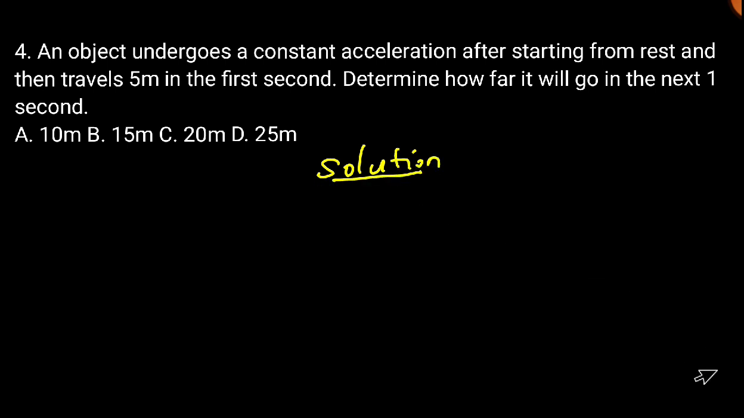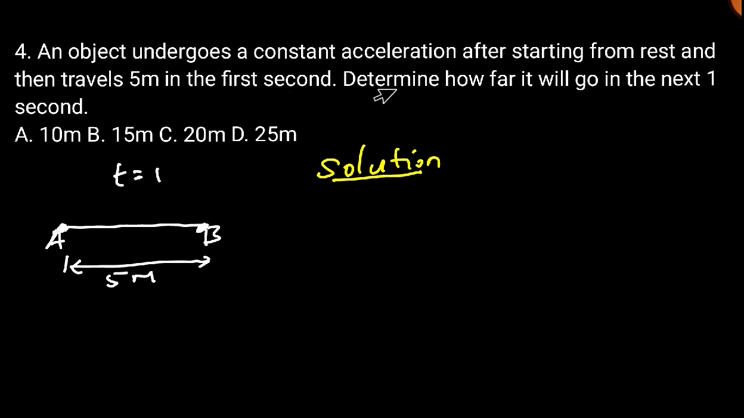Now for clarity, let me illustrate this question. So let's assume that this object started at this point A, right? They say it started from rest and then travels 5 meters. So let's say that from this point A to this point B is 5 meters in the first second. So this is when time is equal to 1 in the first second. Determine how far it will go in the next 1 second. Let's assume that in the next 1 second, this object is at this point. Let's name this point C.